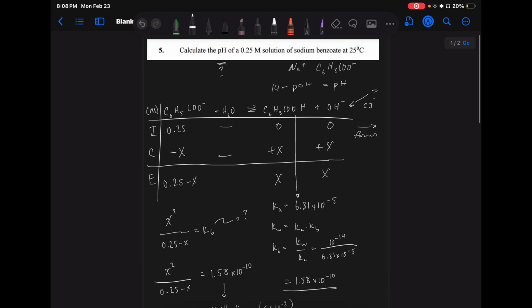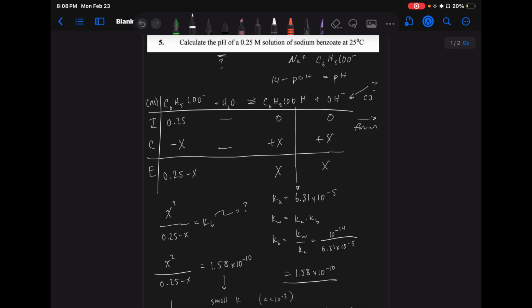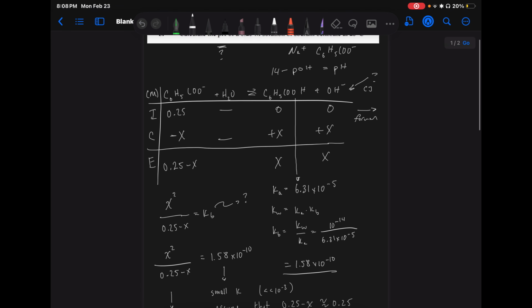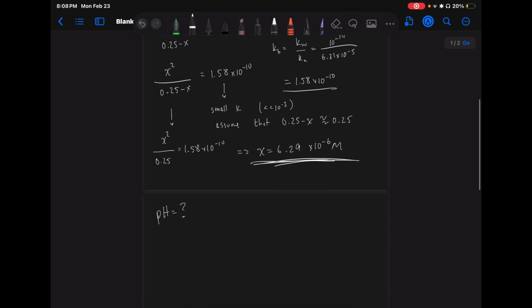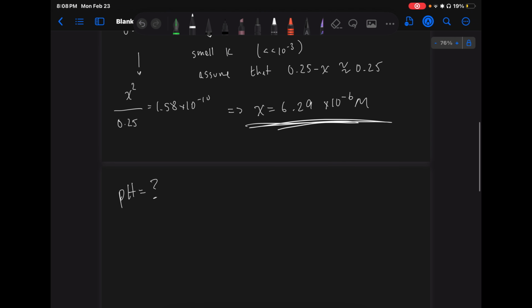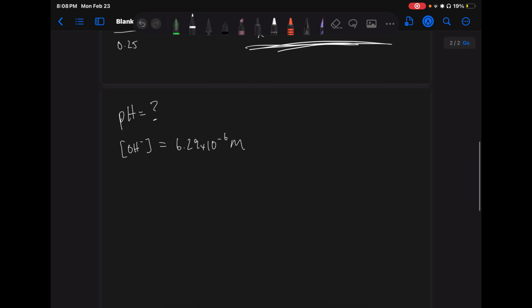And like I said before I started, we want to find the pOH. In order to find the pOH, we need the concentration of OH minus, or hydroxide ions. If you see from the ICE table, the concentration of hydroxide ions is just x, and that's what we calculated here. So we could just write the OH concentration is equal to 6.29 times 10 to the negative 6 molar. And now, I'm not sure if you know this, but pOH is just equal to the negative log of the concentration of OH minus.